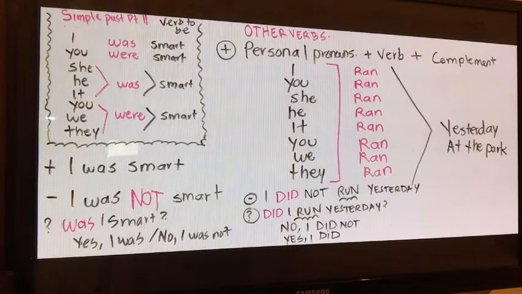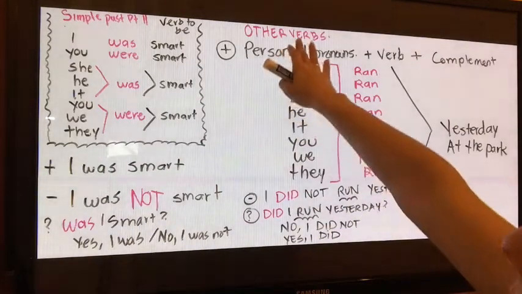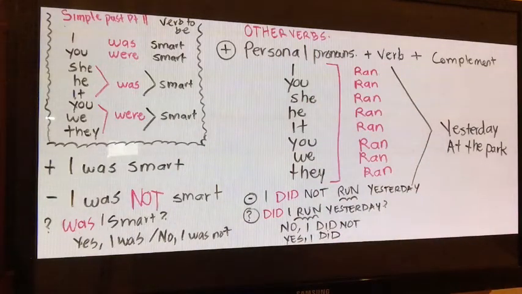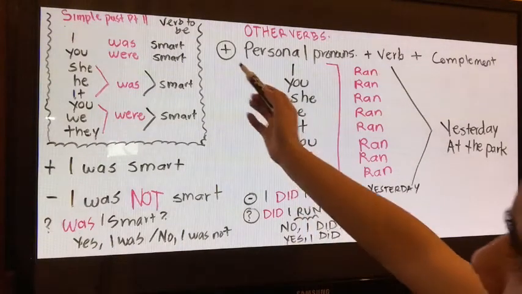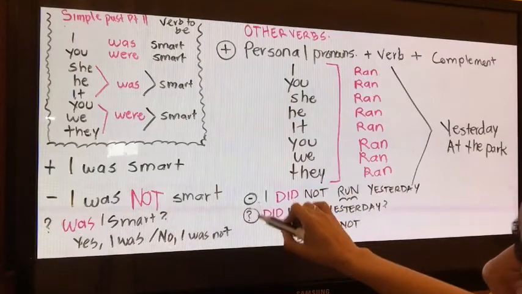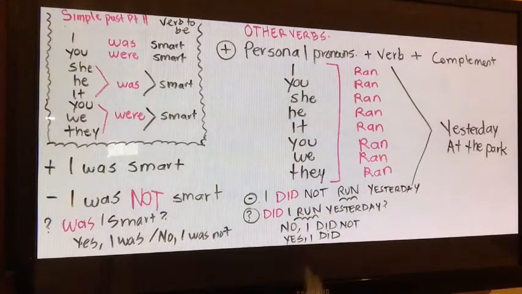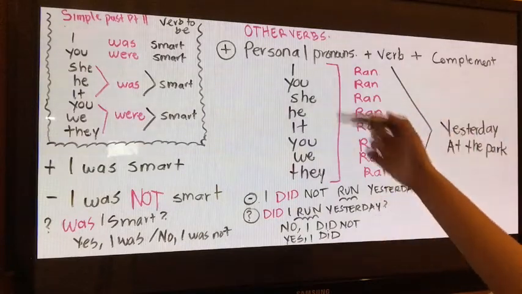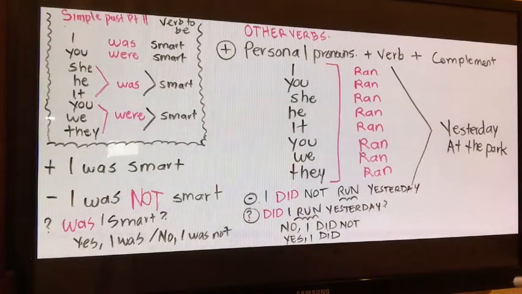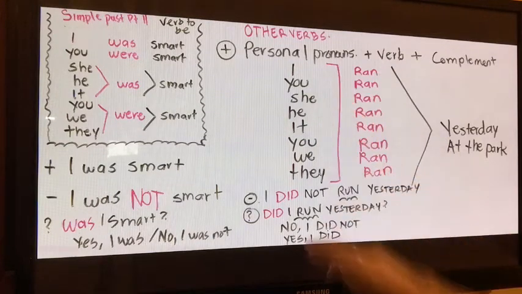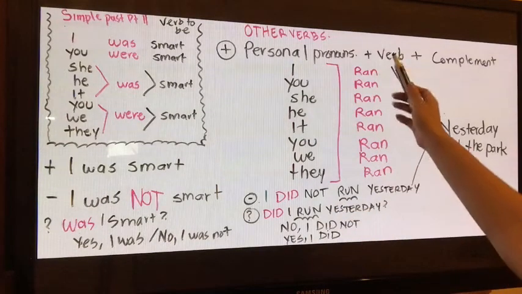Okay, so now we're gonna learn how you have to use other type of verbs using past tense or simple past. And we're gonna learn how to create sentences in its affirmative form, negative form, and question form. So we're gonna start with the affirmative form. And as you can see, the first thing that we have to write down is the personal pronoun, or in this case, nouns, any noun that you want to use with your sentence. Then we will have to add the verb.